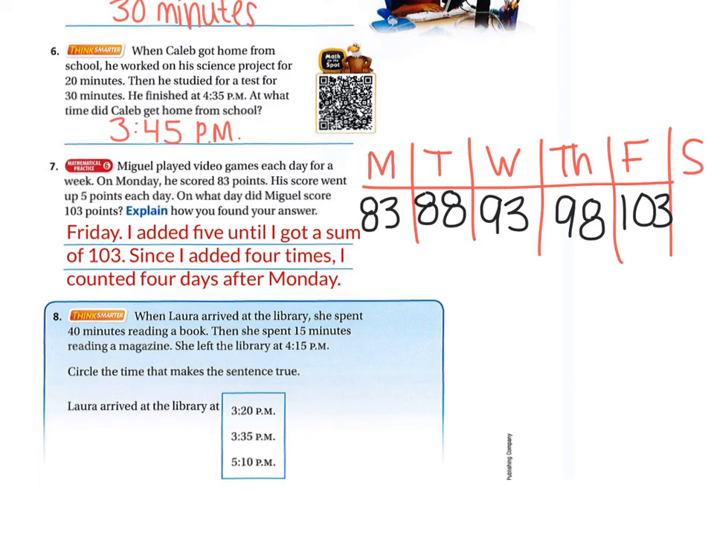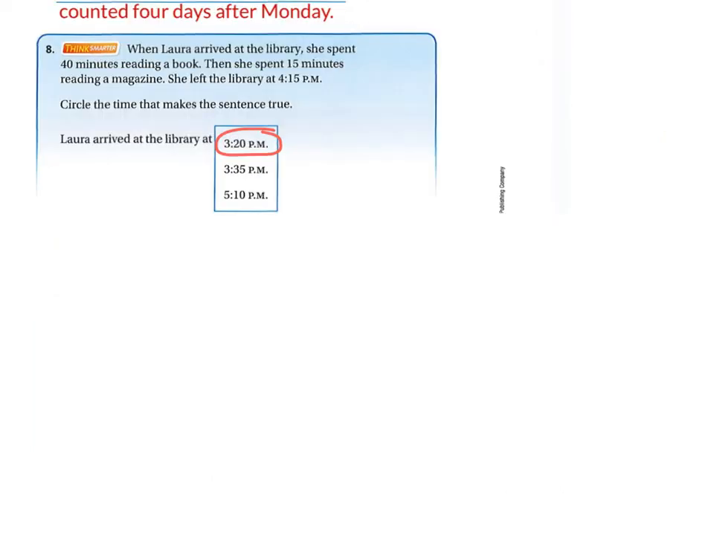And then when you're explaining that, here's what we did. We added 5 until we got a sum of 103. Since we added 4 times, 1, 2, 3, 4, I counted 4 days after Monday. So 4 days after Monday is Friday. Here is the answer to number 8. If you got that first time, 3:20 p.m., you may look up on the board for your next activity.